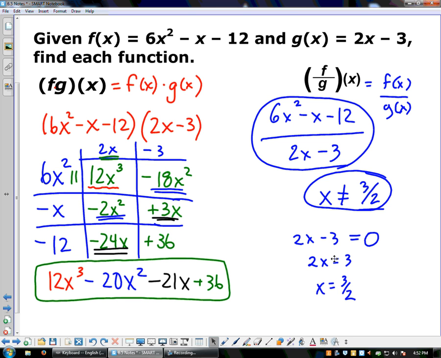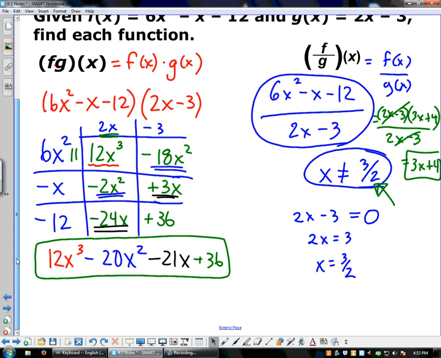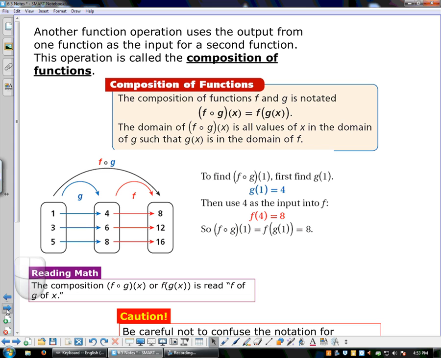Really, this one does factor, but we could, if we do product sum on the top, it would have become 2x minus 3 times the quantity of 3x plus 4. Oh, and look at that. The 2x minus 3's divide out. So really, it would be equal to 3x plus 4, but don't forget, x cannot equal 3 halves. You would still need that restriction there because it was in the denominator at one point. Okay, so that's kind of just our add, subtract, multiply, and divide.